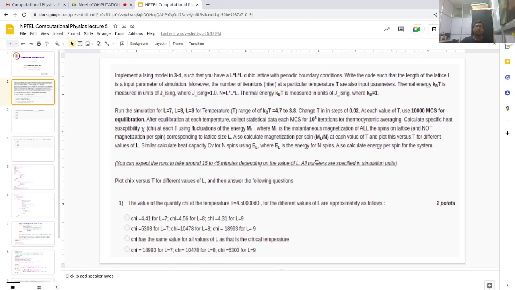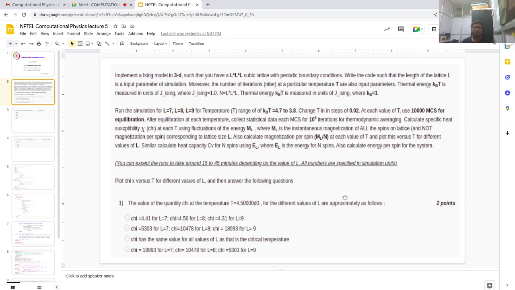So here we have to calculate the thermodynamic averages, and then calculate the specific heat capacity and susceptibility at each T using fluctuations of the energy and M_L. M_L means the instantaneous magnetization of all the spins on the lattice, corresponding to lattice size L. Also calculate the magnetization per spin at each value of T and plot this versus T. Unfortunately, we are not going to plot right now.